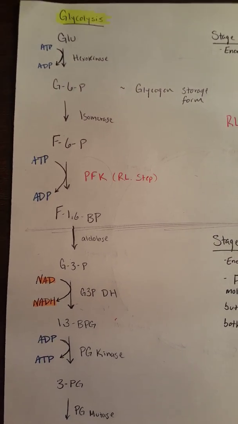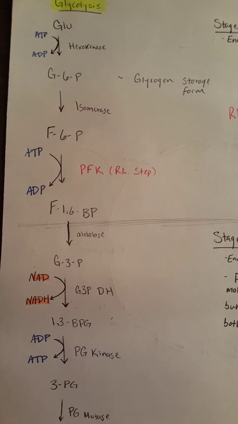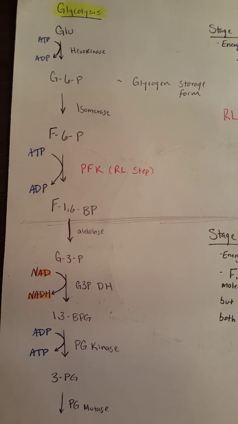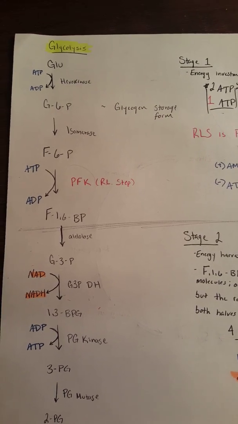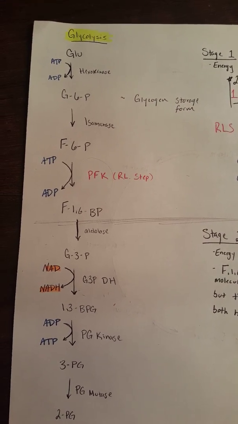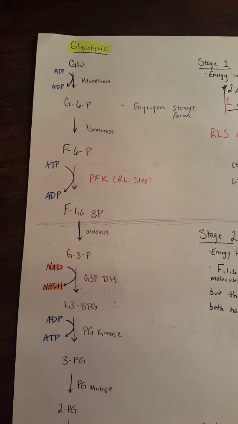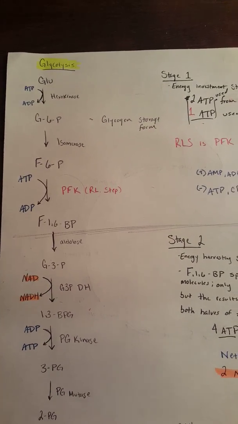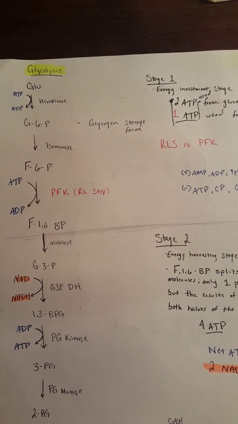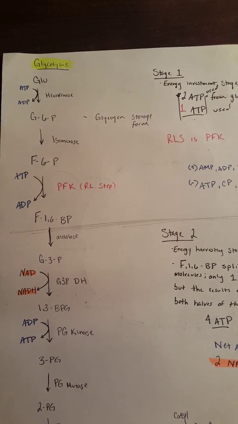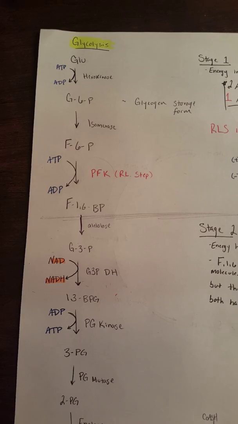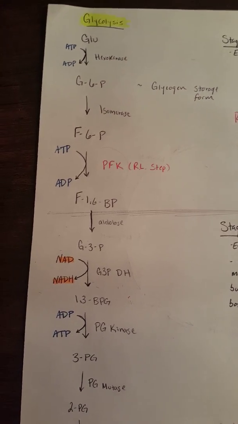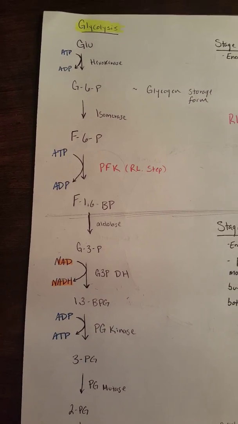And then from here is our rate-limiting step with phosphofructokinase. High levels of AMP, ADP, or increased pH are going to stimulate this process, meaning we're low in energy, we need to make more energy. And the reverse is true for inhibition. ATP, creatine phosphate, and citrate levels will inhibit this step from going any further. ATP is used here again to transfer a phosphate group to make fructose 1,6-bisphosphate.